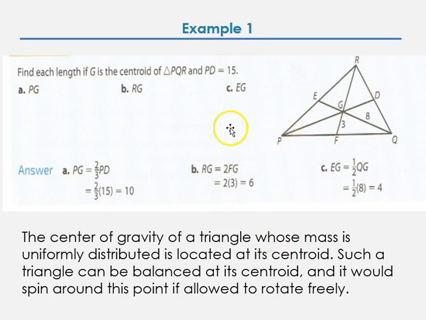Example 1. Let's use some of these things. Find each length if G is the centroid of triangle PQR and the length PD is 15. So the length PD right there is 15. Well, the first thing we know is that this length will be 2/3. So for A, PG will equal 2/3 PD. If we substitute the 15 for PD, 2/3 of 15 will equal 10. So PG is 10.